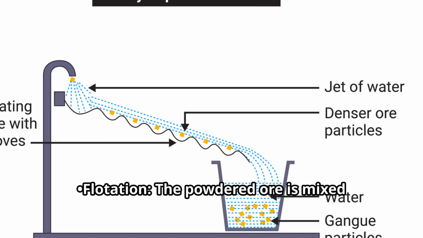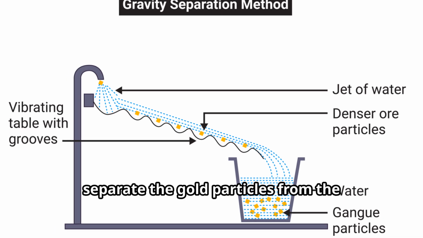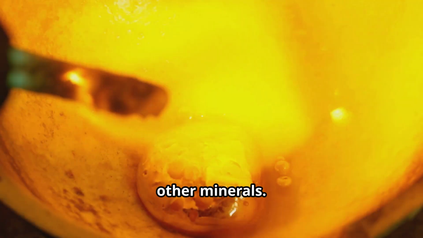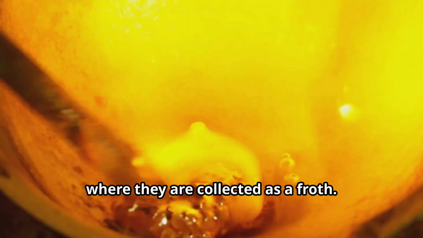Flotation. The powdered ore is mixed with water and chemical reagents, and air bubbles are injected to separate the gold particles from the other minerals. The gold particles attach to the air bubbles and rise to the surface, where they are collected as a froth.